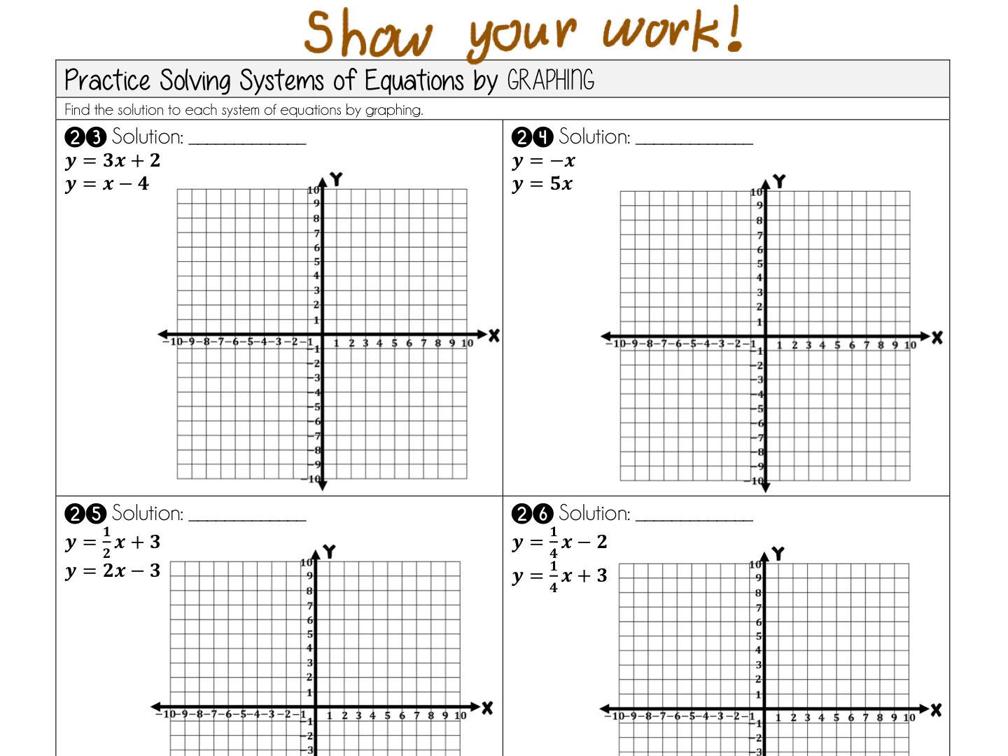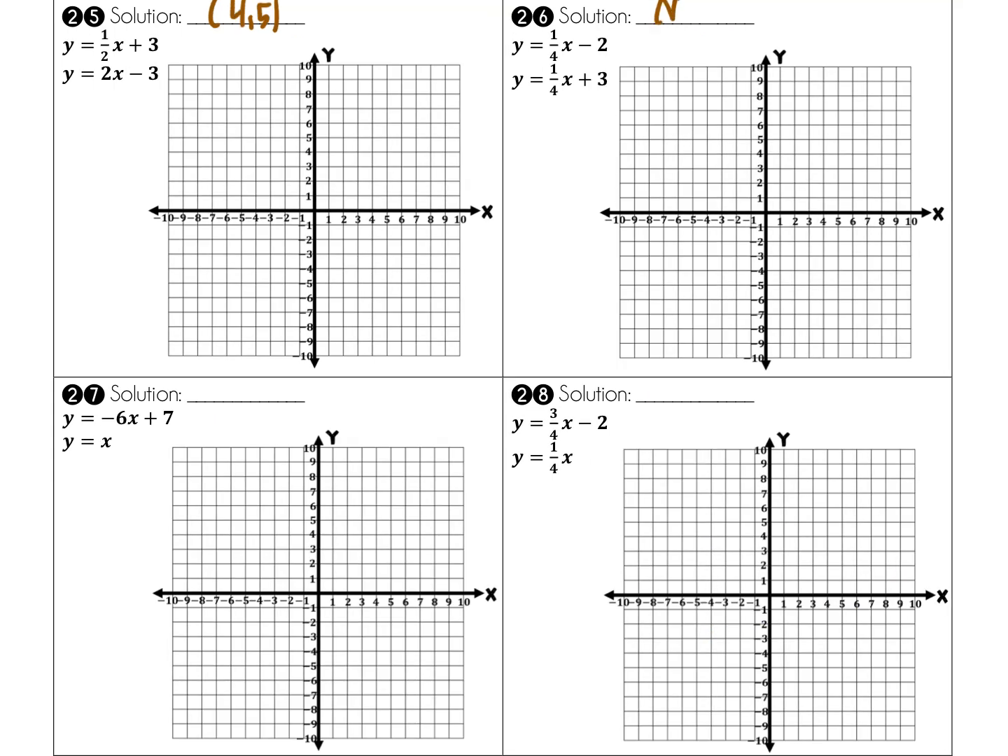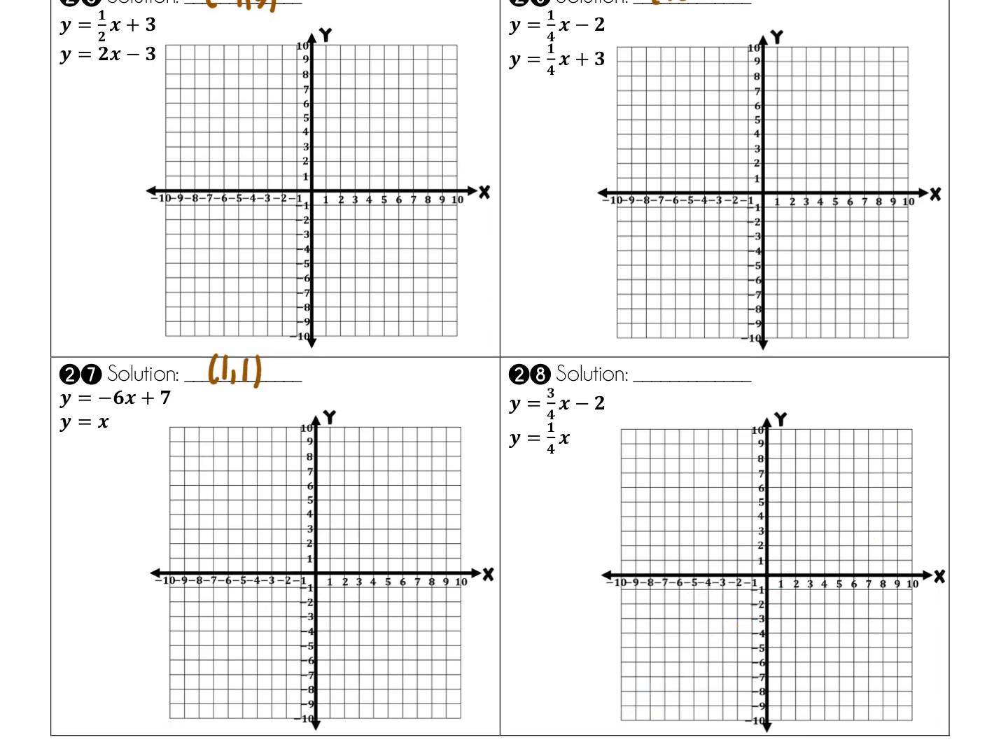For number 23, you should have gotten the point negative 3, negative 7. Number 24 has a solution 0, 0. Number 25 has a solution 4, 5. Number 26 has no solution. Number 27 has the solution 1, 1, and number 28 has the solution 4, 1.